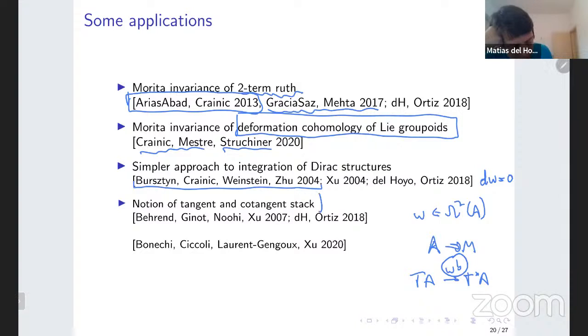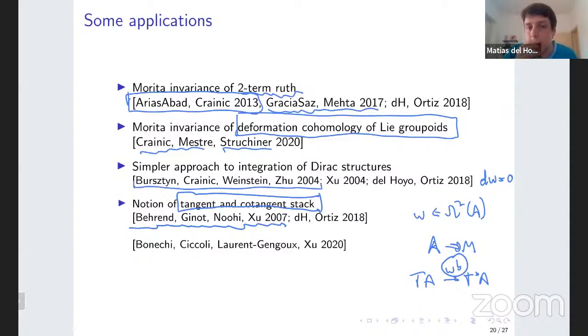I remember a first naive definition of vector bundles over stacks in this book by Kai Behrend, Grégory Ginot, Behrang Noohi, and Ping Xu, where they say, okay, we work with representations which are Morita invariant and they induce vector bundles over stacks. But they say, okay, but the tangent is not an example. And they are right, because typically you may have a core. No? So this naive definition is bad because you don't have the tangent of a stack.